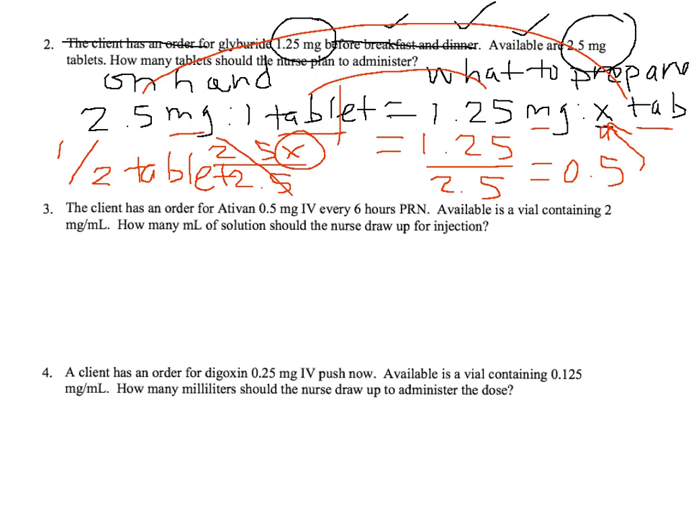Okay, so number 3 says the client has an order for Ativan 0.5 milligrams. Okay, so I know I'm going to be dosing my patient in milligrams. And we need to give that IV every 6 hours PRN. Available is a vial containing 2 milligrams per mil. Good. This is still milligrams, so I don't have to do any conversions there. So we've got 2 milligrams per mil.